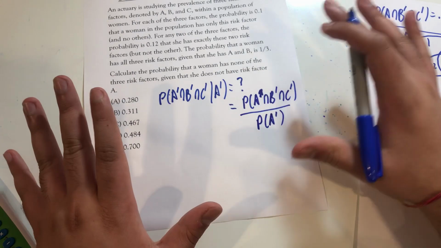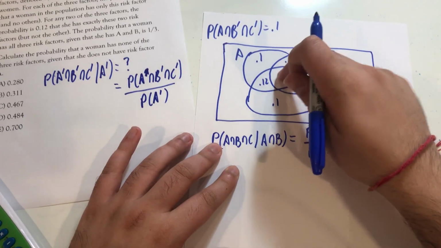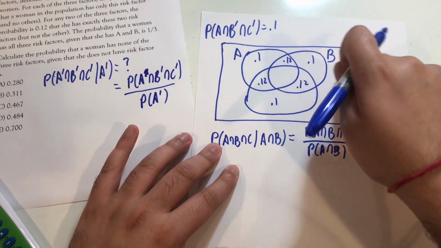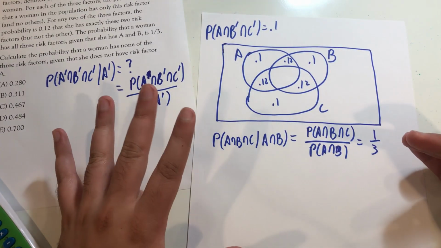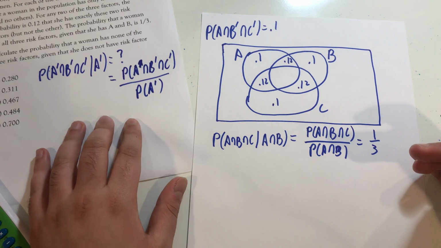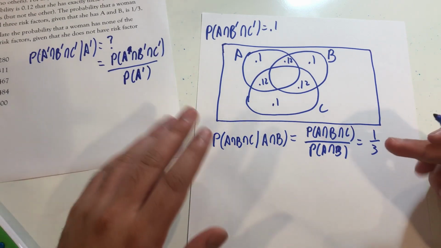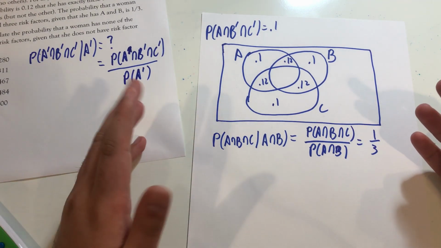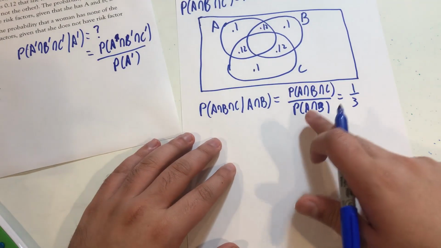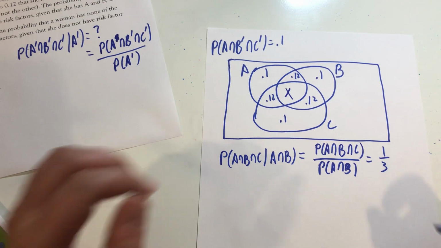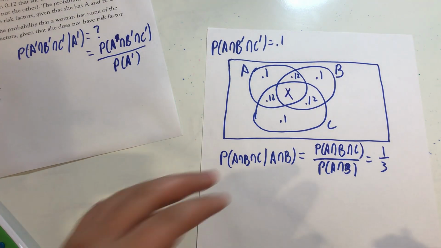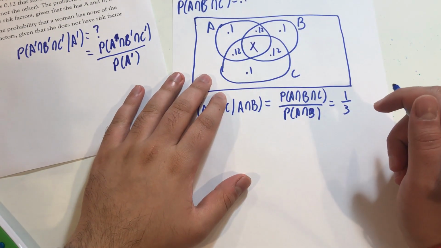Okay, and in order to do any of this, we really need to know these two missing things, right? We need to know the intersection of all three risk factors, as well as the probability that she has none of the risk factors. So let's go about figuring that out using this. In order to find this out, I'm going to just label this X. And from there, I'll just start filling in this equation.